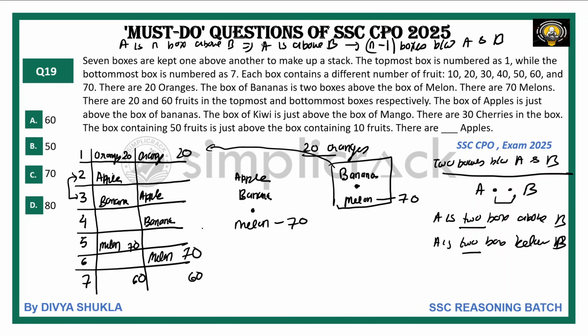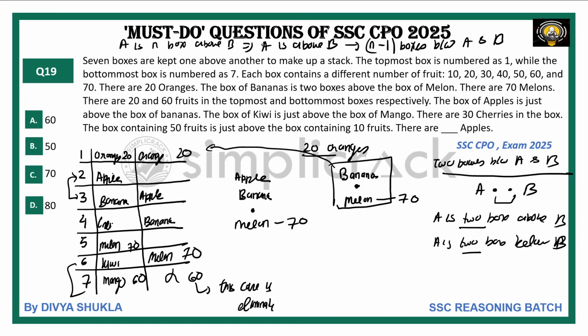Kiwi was just above mango. That means there are only two positions left here. That means kiwi is placed here, mango is placed here. So this case is eliminated. Why is this case eliminated? Because there are no consecutive positions available for kiwi and mango.